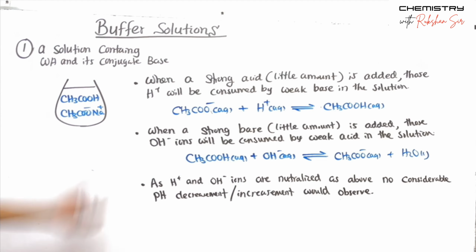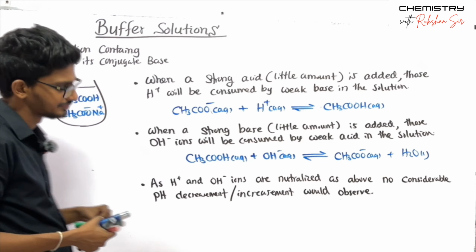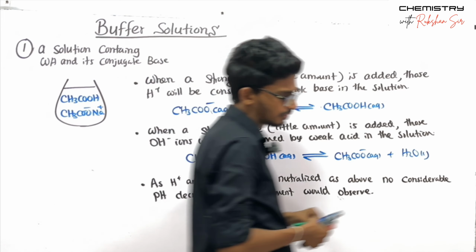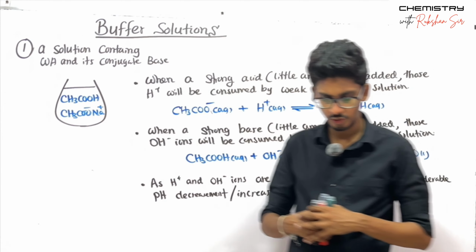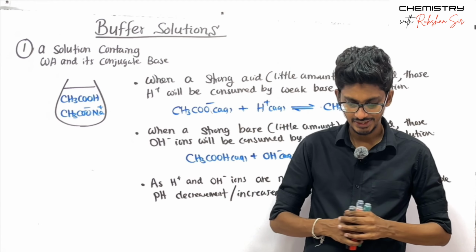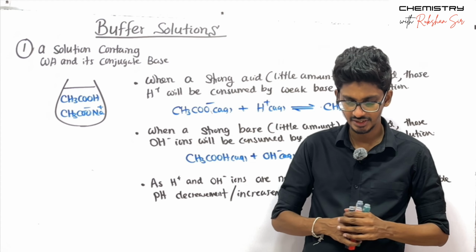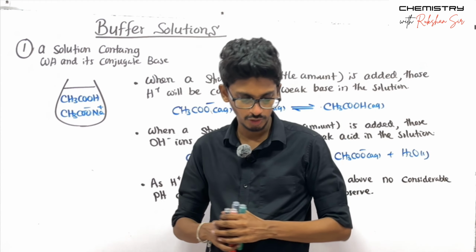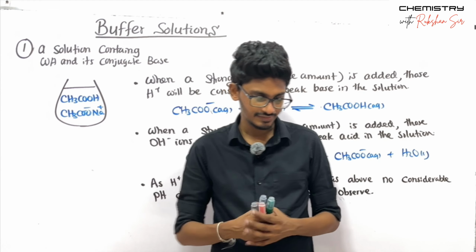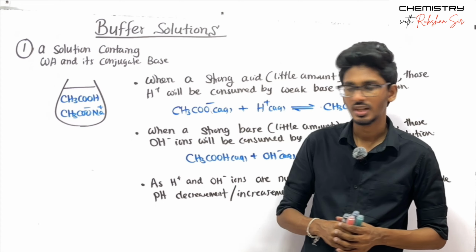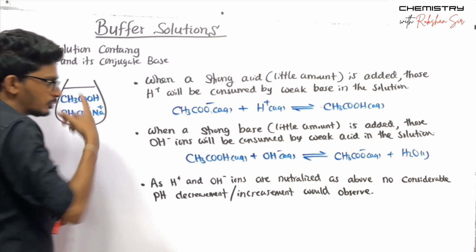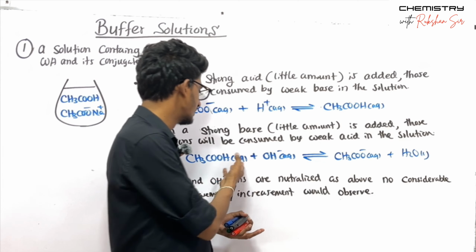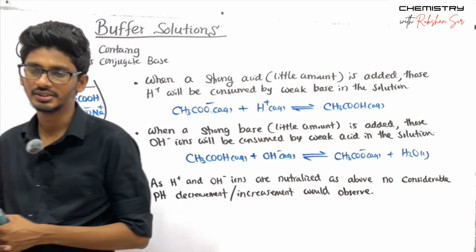Explain the buffer action of a solution containing a weak acid and its conjugate base. Let's go to the note. This says: explain buffer action of a solution containing acetic acid and its salt. If an acid is added, the H plus ions will be consumed by the conjugate base in the buffer solution, right? And if a base is added, those OH minuses will be consumed by the conjugate acid, the acid component of the solution.